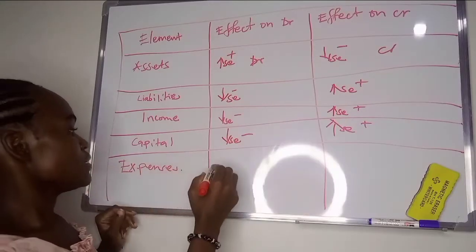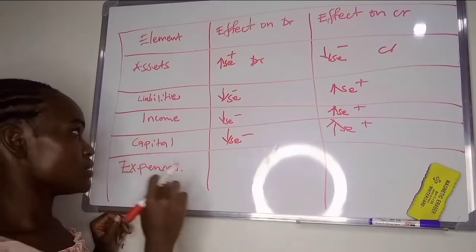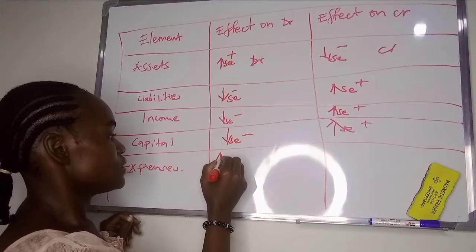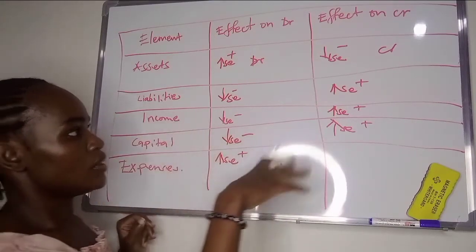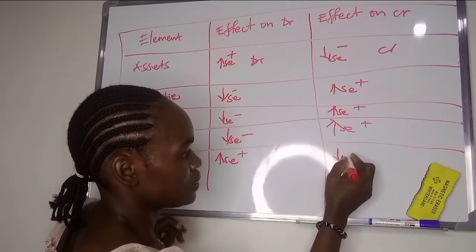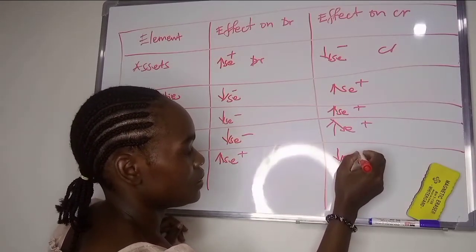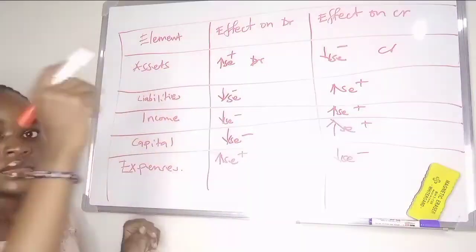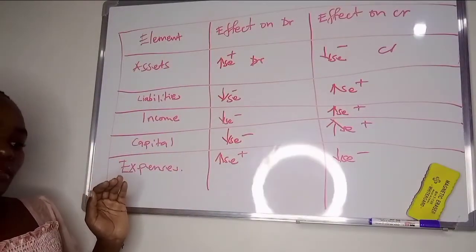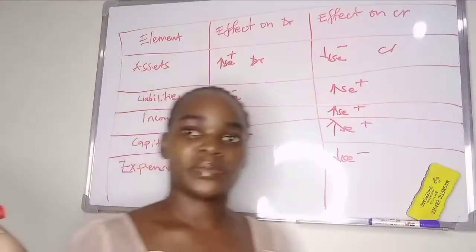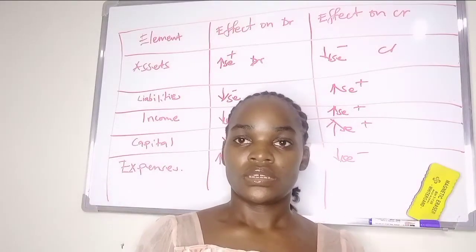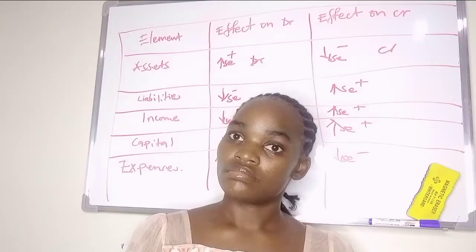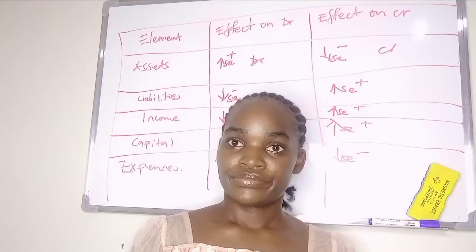So expenses increase by debiting, then they reduce by crediting. If electricity is paid, you debit the electricity account. If it's not paid, you credit.